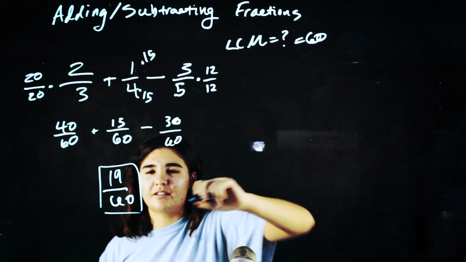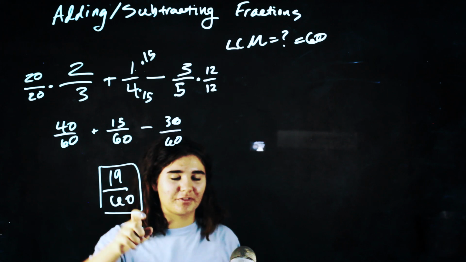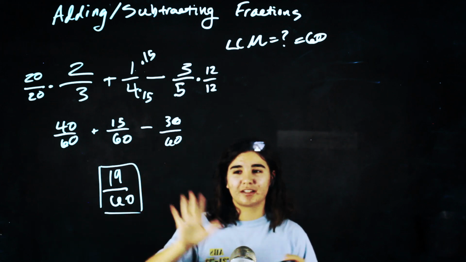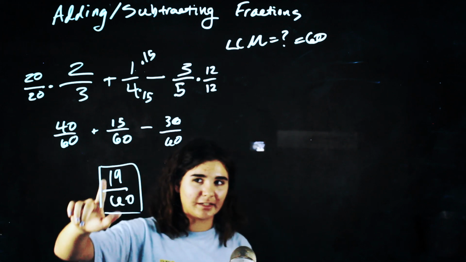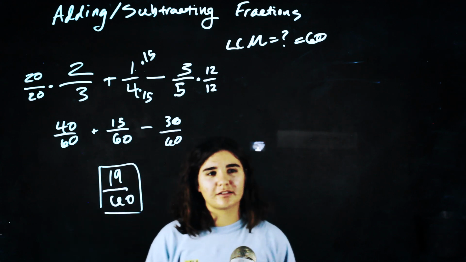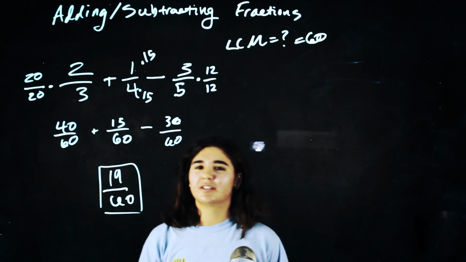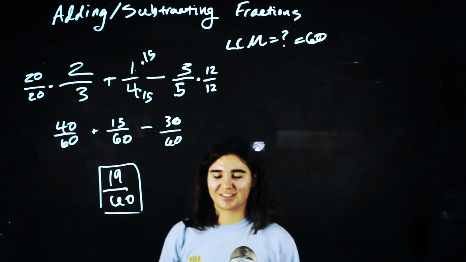So our answer is 19/60ths, and we know that that was the LCM because you don't have to simplify this anymore. You can't simplify it. But if this somehow ended up to be like 20 over 60, then you have to make sure you simplify that to 1/3. And you also know that your lowest common multiple was not actually the lowest. It was just a multiple.